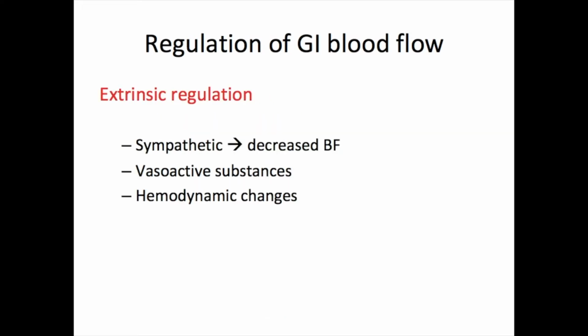Now, here is the extrinsic regulation of gastrointestinal blood flow. The sympathetic innervation decreases the blood flow, and then there are circulatory vasoactive substances like catecholamines, and the extrinsic regulation is also exerted by systemic hemodynamic changes.